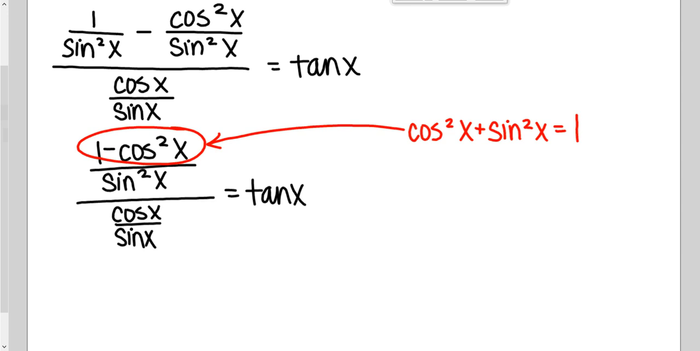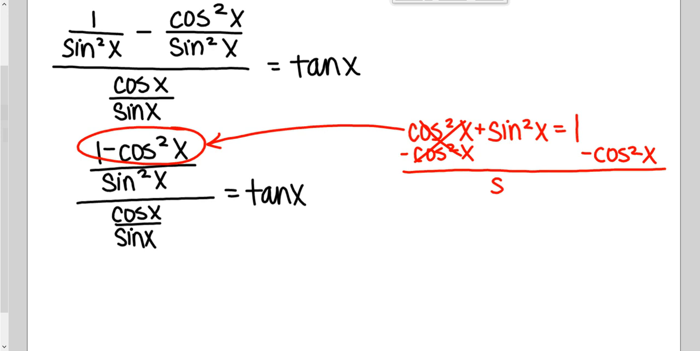It does not currently match what I need. I need the 1 to be positive and the cosine squared to be negative. So right now the 1 is positive. I need the cosine squared to be negative. I need the 1 minus cosine squared. So I need this minus cosine squared to be over here. So I'm going to subtract it from both sides.